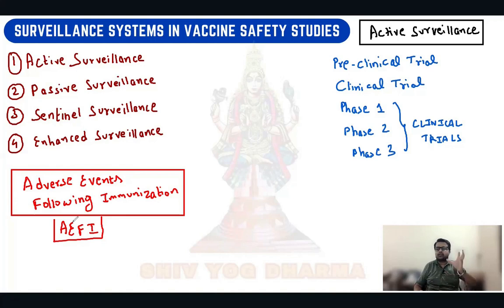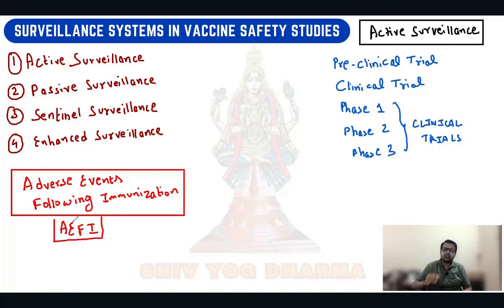And all the steps which we are discussing, like active surveillance, passive surveillance, sentinel surveillance, and enhanced surveillance, the key objective of all these methods is to determine the level of AEFI. So there are different ways to determine this AEFI: the side effects, the concentration of side effects, the level of side effects, the percentage of side effects. And in active surveillance, what we do is try to find out this AEFI in a lab setting. So that we will discuss very soon.